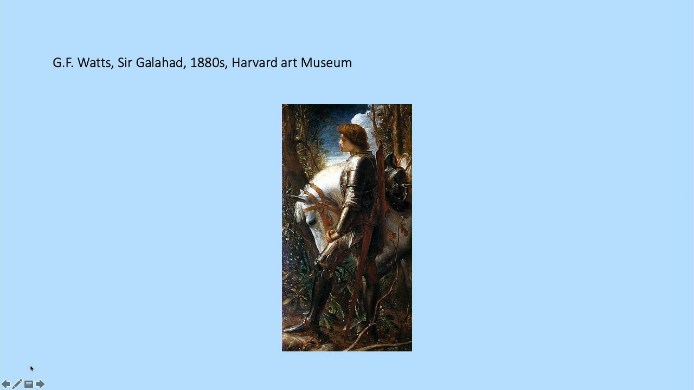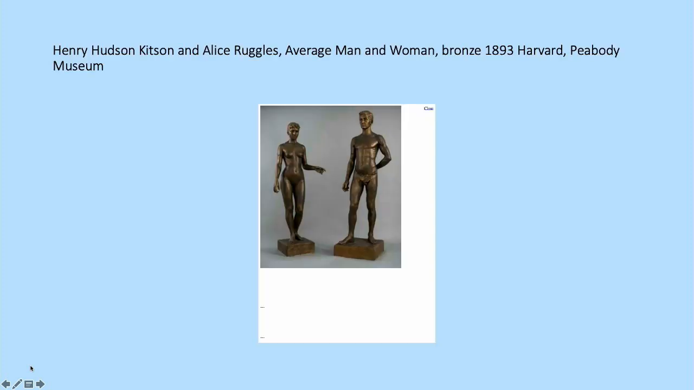In the US, an example close to home of the influence of eugenics can be seen in the figures of the average man and woman displayed in the Columbian Exhibition in Chicago of 1893, and now in the Peabody Museum, and on display in an excellent exhibition devoted to the Columbian Exhibition. These figures were made by classically trained artists, Henry Hudson Kitson and Alice Ruggles, and the male figure was based entirely on Harvard students, then, of course, overwhelmingly of Anglo-Saxon descent, subtly generalized to conform to a pure classical ideal of Aryan manhood.